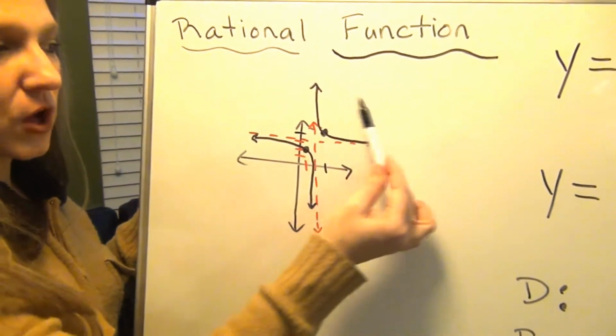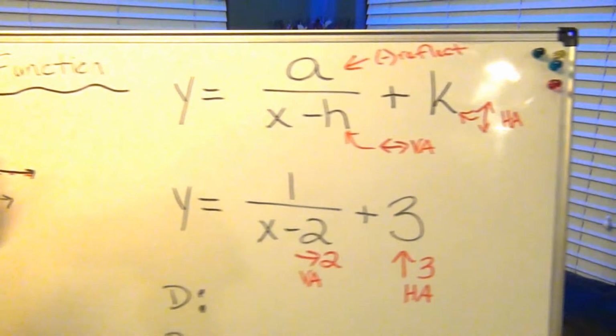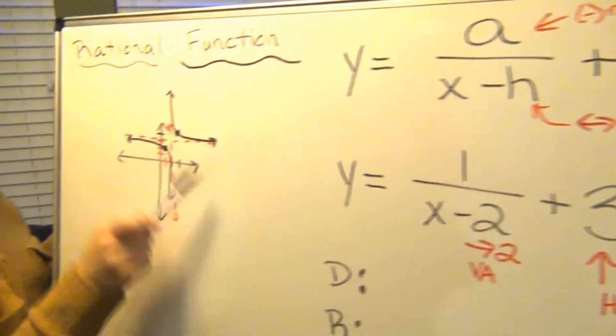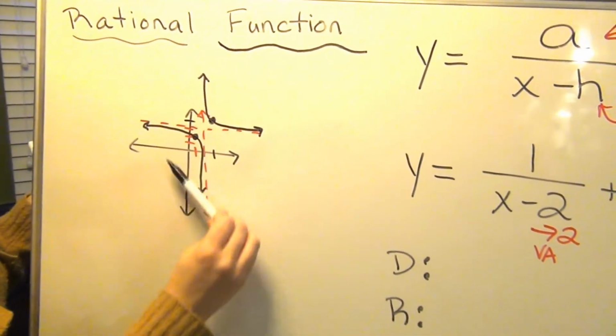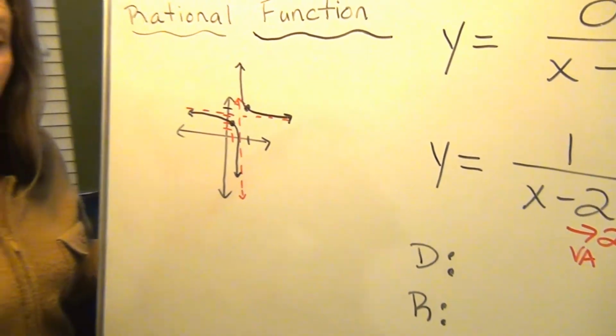So they will always fall in these two corners unless our A is negative, then they'll fall in these two corners because we need to reflect it. So we will always keep the graphs in those two corners. So that's how you would draw the graph.